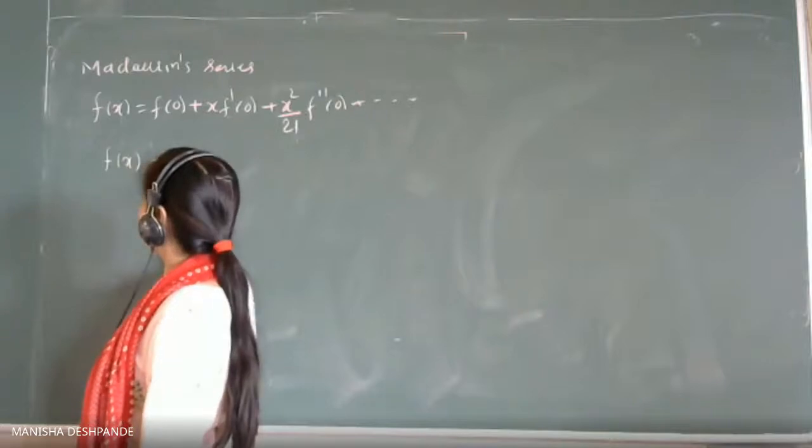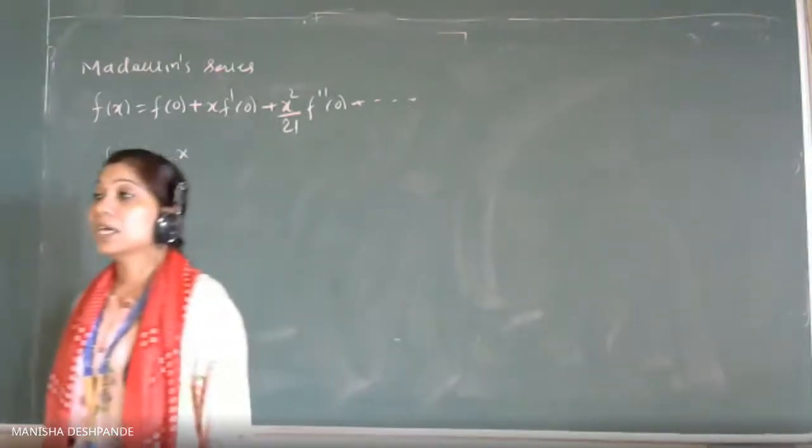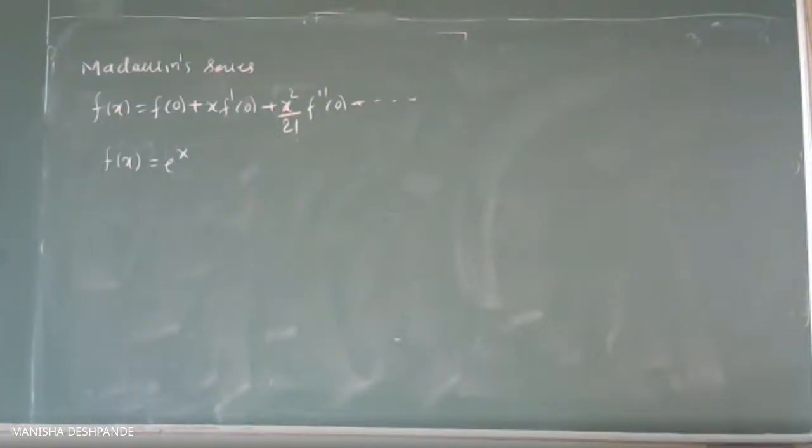So write down the heading as standard expansion using Maclaurin series. Okay. So the first one: expand e raised to x in powers of x, ascending powers of x.